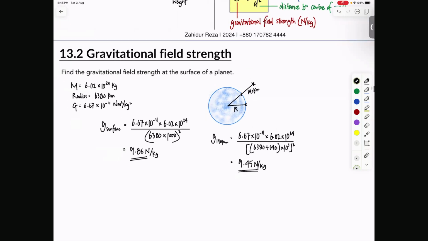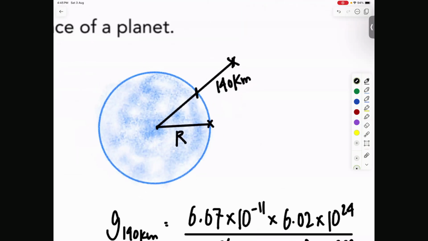9.86 to 9.45. What is this 140 kilometer reference point here? This is the location at which you have your satellites, like the International Space Station and all those things. So, you know, when you see a picture of this International Space Station moving through space, right? You feel like the gravity is zero there. Gravity is not zero there. It's 9.45, and it's so much that you wouldn't even realize gravity is weak.